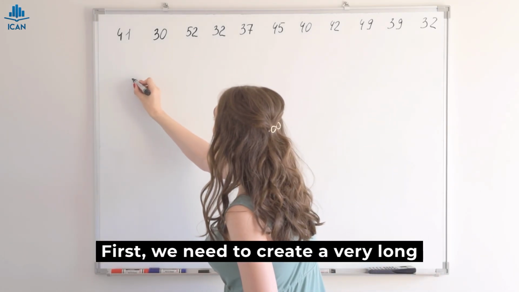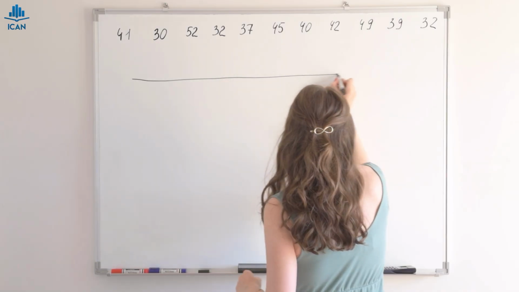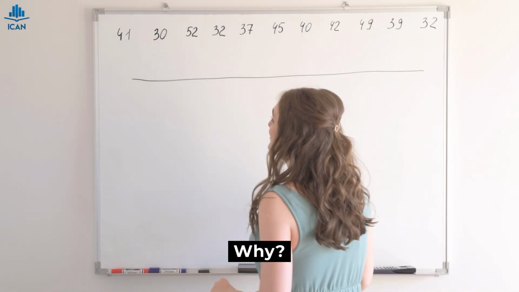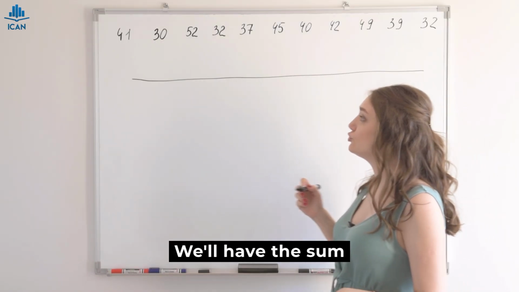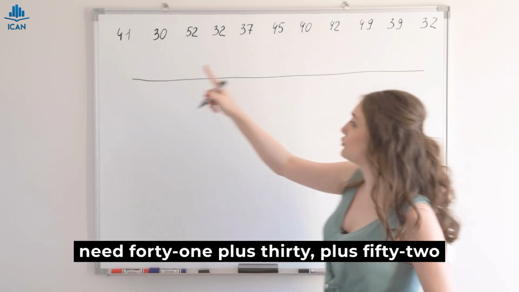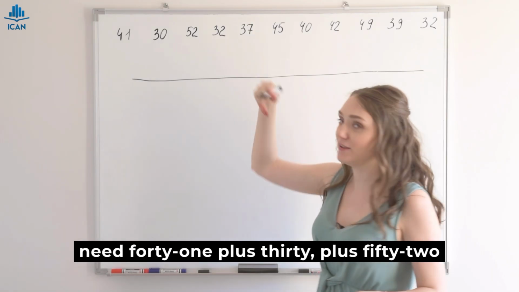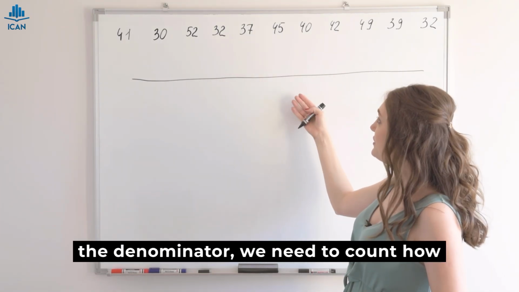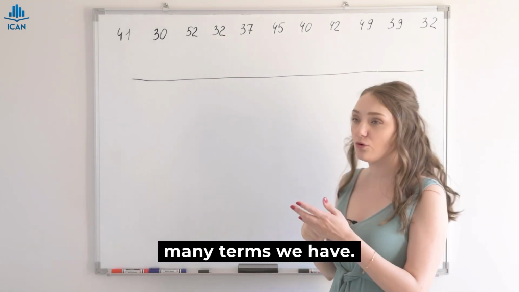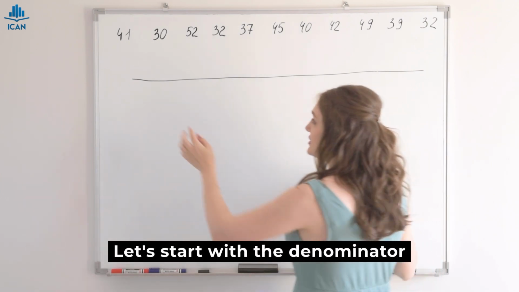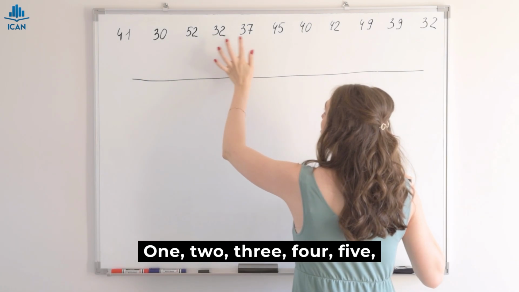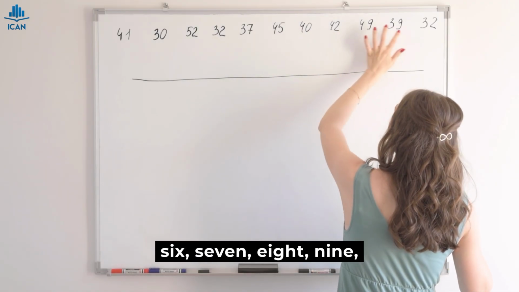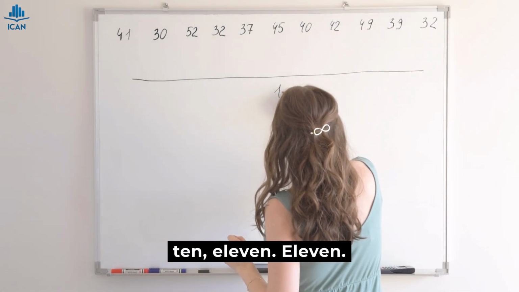First, we need to create a very long fraction. Why? Because in our numerator we will have the sum of all these numbers. So we need 41 plus 30 plus 52 and so on. And in the denominator, we need to count how many terms we have. Let's start with the denominator first, since it's the simplest, right? 1, 2, 3, 4, 5, 6, 7, 8, 9, 10, 11. 11.